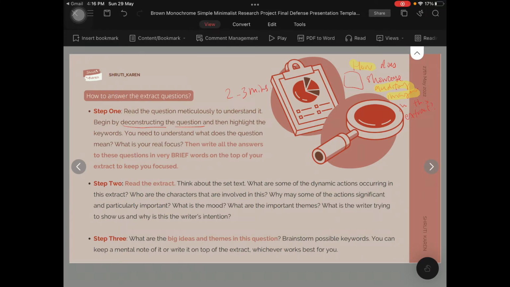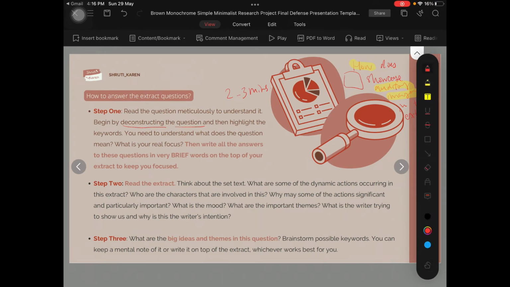So the brief and main idea in this first step is to write down all your answers to the question in a very brief format on top of the extract to keep you focused. So it's always good that once you've read the question, step 1, step 2, deconstruct it, step 3, write your conceptualized key points in a very, very brief format on top of the extract so you know which direction you're going in.